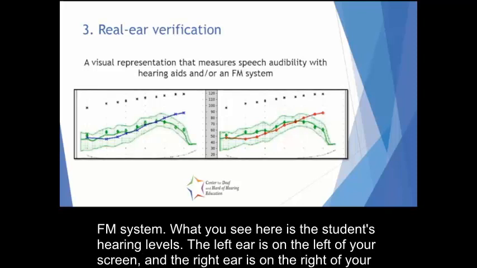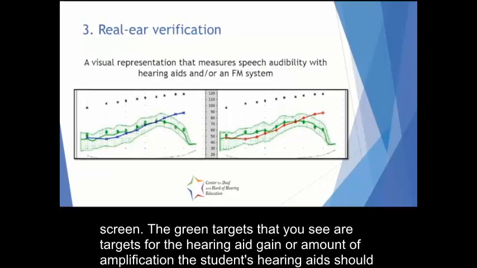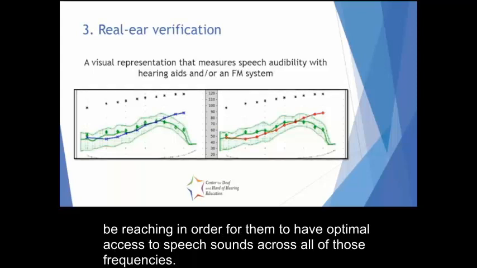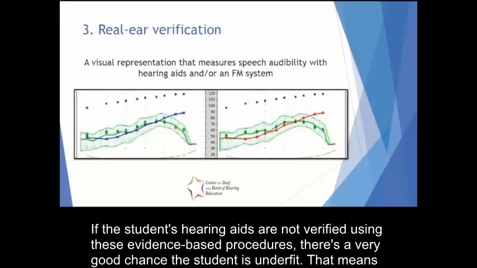What you see here is the student's hearing levels. The left ear is on the left of your screen, and the right ear is on the right of your screen. The green targets that you see are targets for the hearing aid gain, or amount of amplification, the student's hearing aids should be reaching in order for them to have optimal access to speech sounds across all of those frequencies.